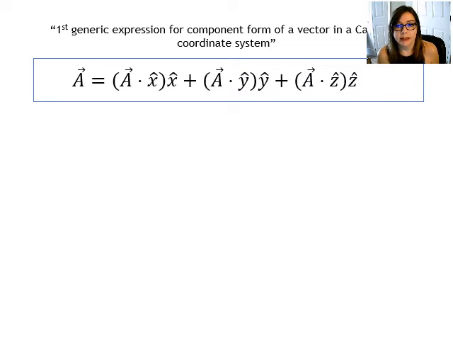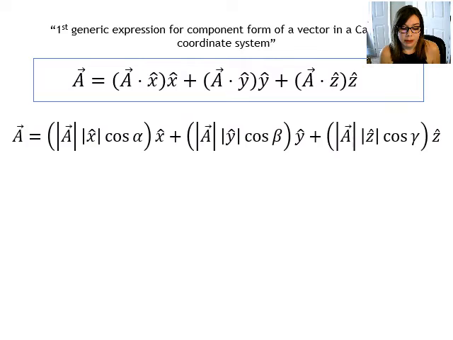So again, this expression, I kind of refer to it as the first generic expression for the component form of a vector in a Cartesian coordinate system. This is your go-to expression when you want to put a vector into component form. Now you guys know a lot about dot products. Notice that each of these scalar components is just written in terms of the dot product. So what I could do is replace that dot product using the definition of the dot product. So A dot x hat, this term right here, I could rewrite as the norm of the first vector times the norm of the second vector times the cosine of the angle between them.